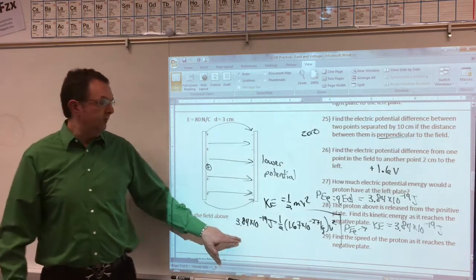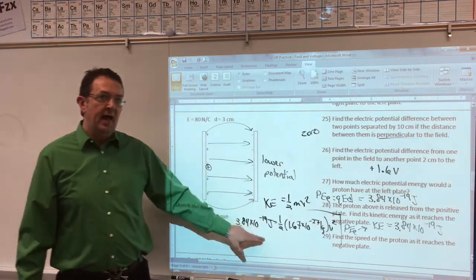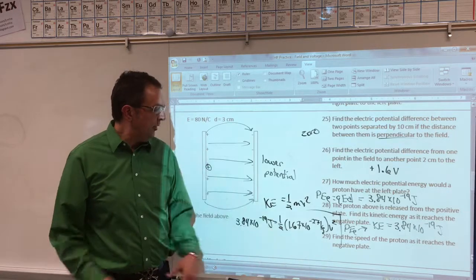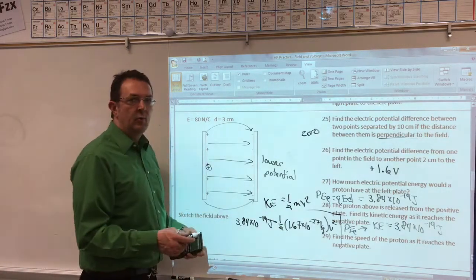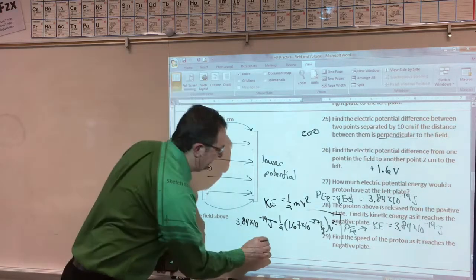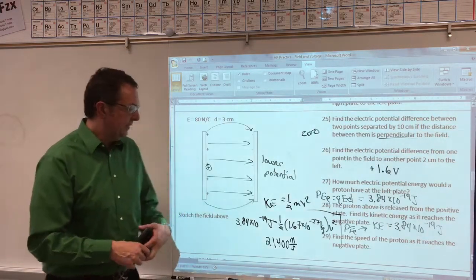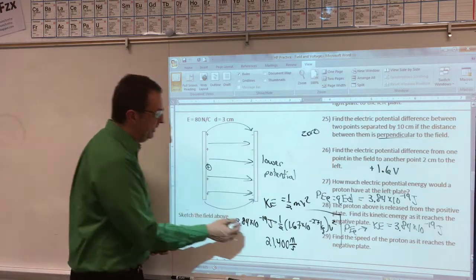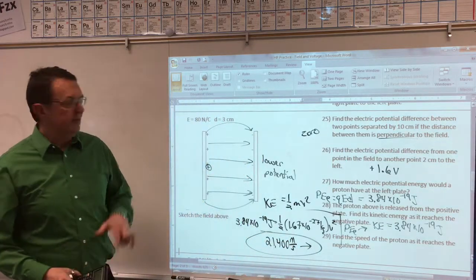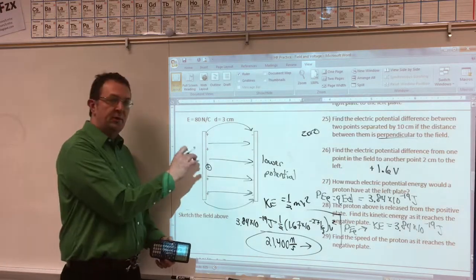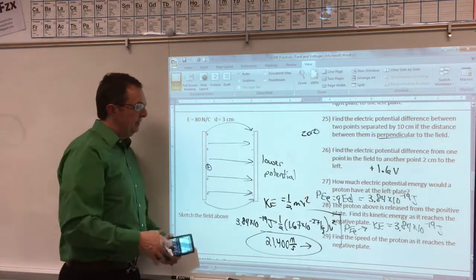Kinetic energy is 3.84 times 10 to the negative 19 joules. A half times the mass of the proton, 1.67 times 10 to the negative 27 kilograms. Solve that for 21,400 meters per second. Final speed of the proton, and if you're looking for the final velocity, it's 21,400 meters per second in that direction.